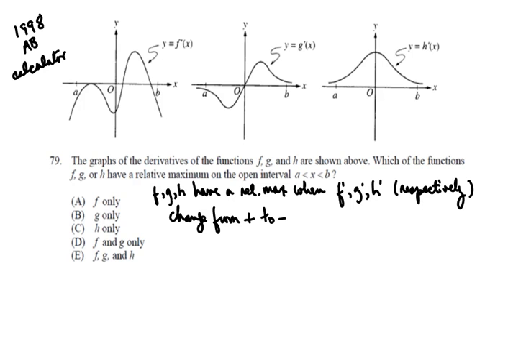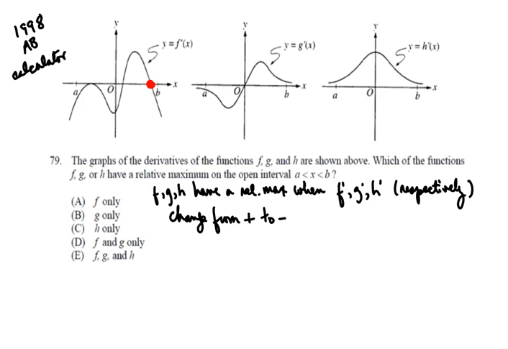Well, I made a note here that f, g, and h will have a relative maximum when f prime, g prime, h prime, respectively, change from positive to negative. What's important again in this particular problem is that the graphs that you are shown are not graphs of the functions. If you look carefully, they are graphs of the derivatives of the functions. And so we are looking for where those derivatives, respectively, change from positive to negative.